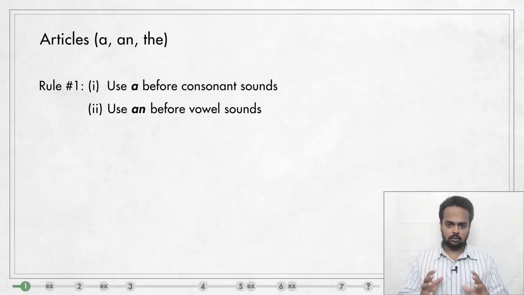Okay, so the first rule is about where to use a and where to use an. So rule number 1 is use a before a consonant sound and an before a vowel sound.